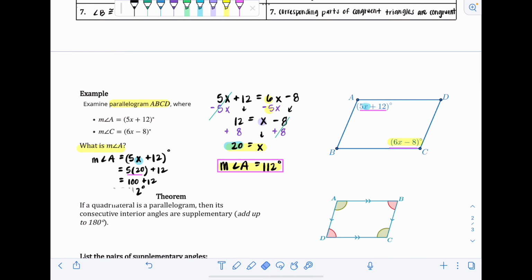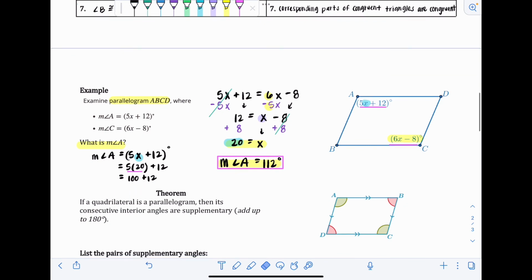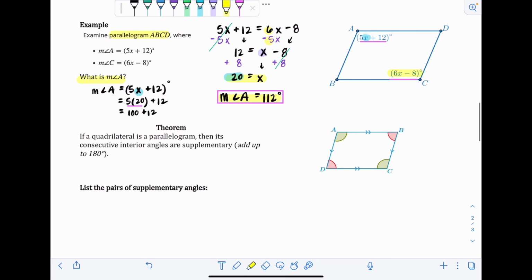So moving down to the very last theorem from lesson 17, right here. If a quadrilateral is a parallelogram, then its consecutive interior angles are supplementary. Supplementary angles means that they add up to 180 degrees. So consecutive means that they're next to each other. So there's a few different pairs of consecutive angles.